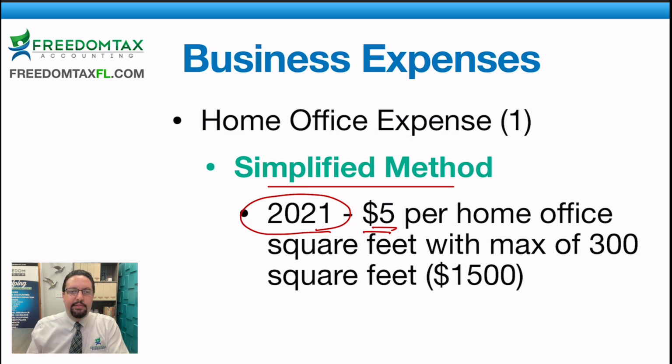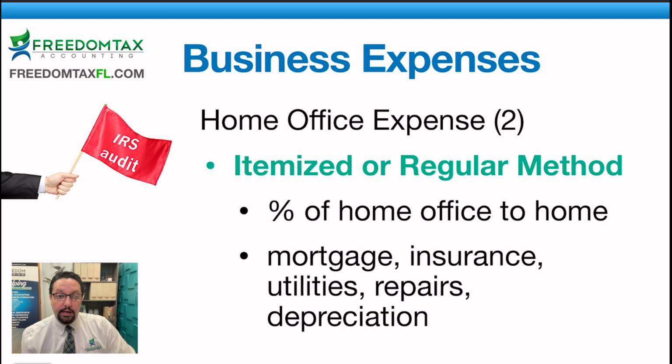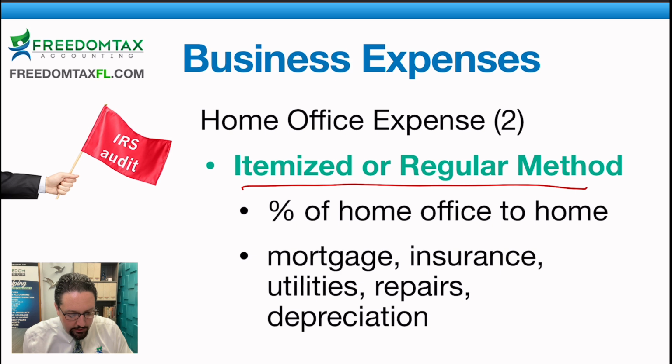If you find out that your home office is 100 square feet, then you take 100 and multiply by $5, and 5 times 100 is $500. That's your home office expense. But let's say that you have a home office that's 500 square feet. Okay, the maximum is 300 square feet, and this is the maximum amount that you can take as a home office expense.